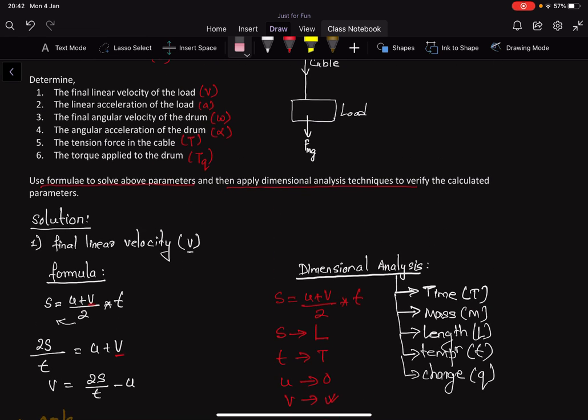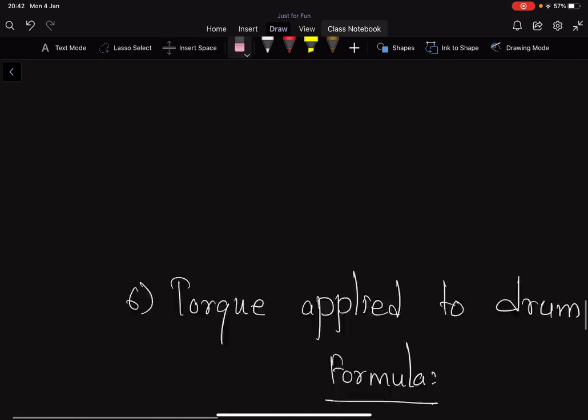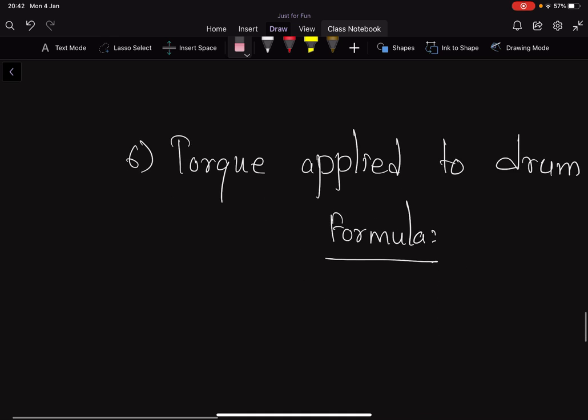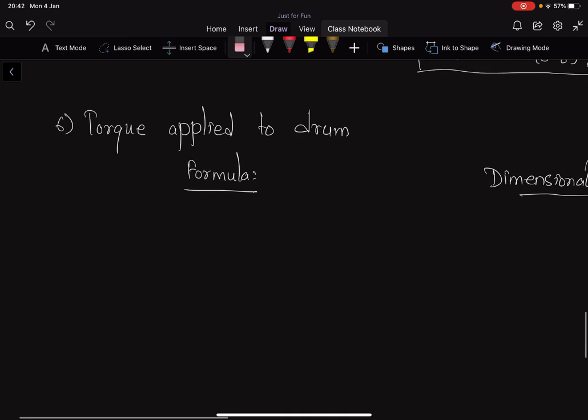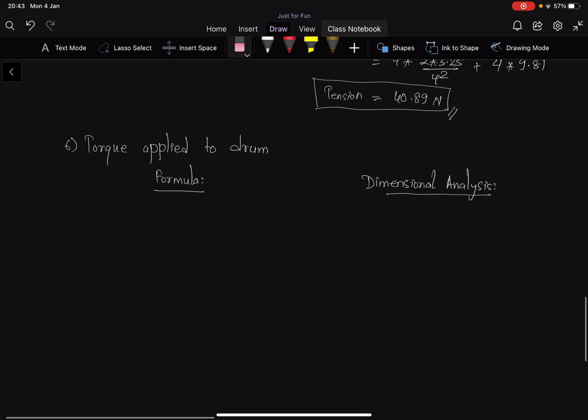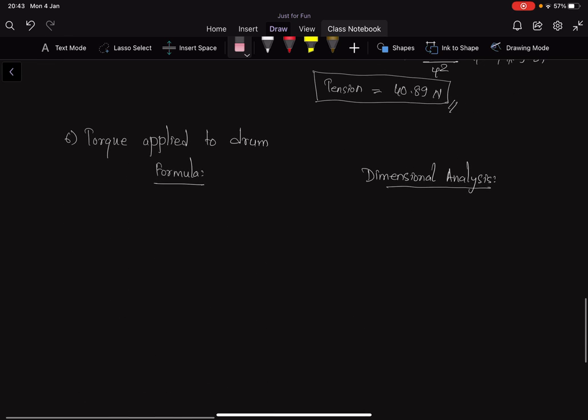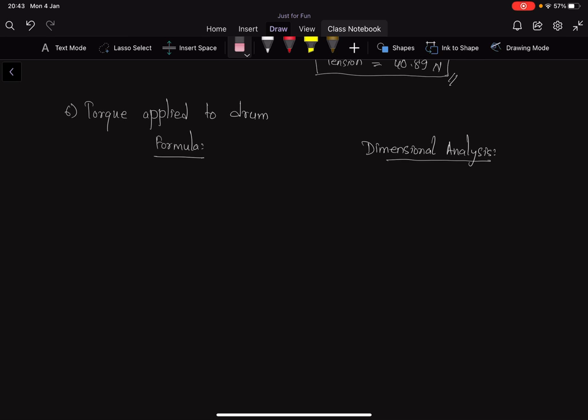So we need to find the torque applied to the drum. For this we are gonna use the same thing which we have already calculated, and we're gonna stick with the same idea which we went through in the last video. So on the left hand side we're going to use the formula, and on the right hand side we're going to use dimension lines to verify our answer.